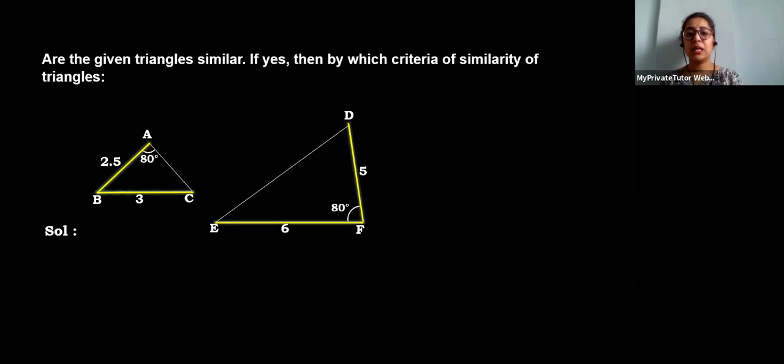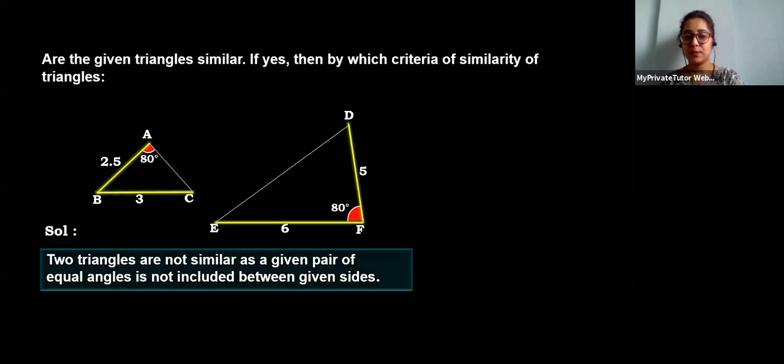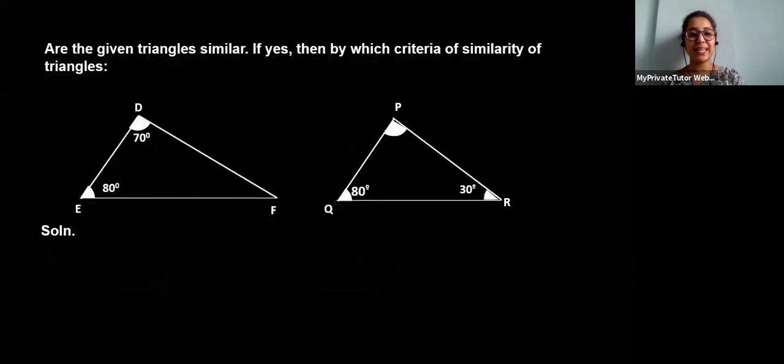So let's see, are they similar or not? The two triangles are not similar as the given pair of equal angles is not included between the sides. In SAS, this could have been proved if angle B was 80 degrees. Then we could prove by SAS that both these triangles are similar. But the angle is not in between, right? So these two triangles are not similar. Done.